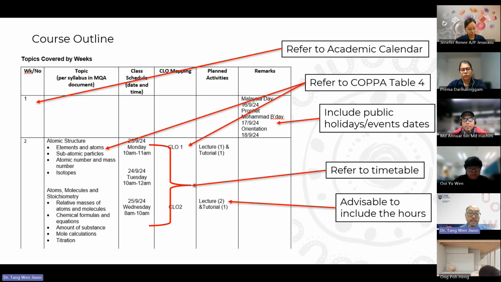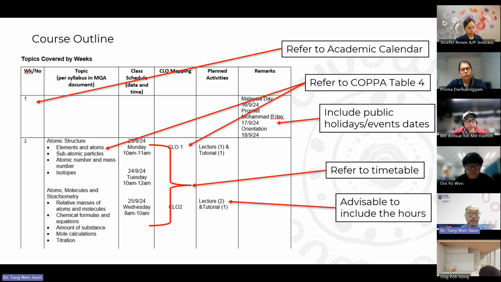For the planned activities, you can see over here I have brackets with numbers, like 2111. Those are the hours for that particular activity. It is advisable to put them, but if you don't have this, it's fine. Basically, these hours should tally with the COPA document. This is to make sure that we follow the COPA documents, so that in the future, when there's an audit, we know our hours are actually sufficient based on the COPA documents.